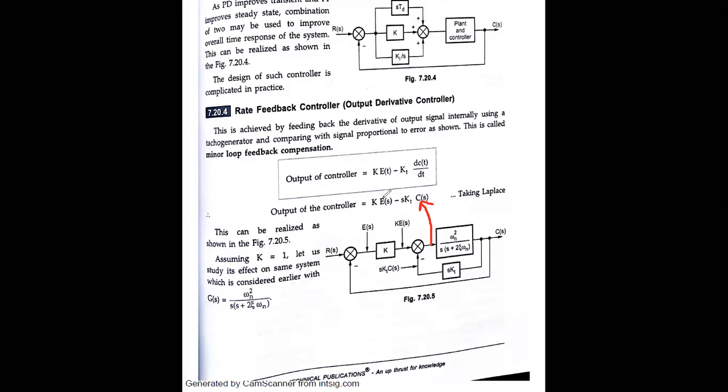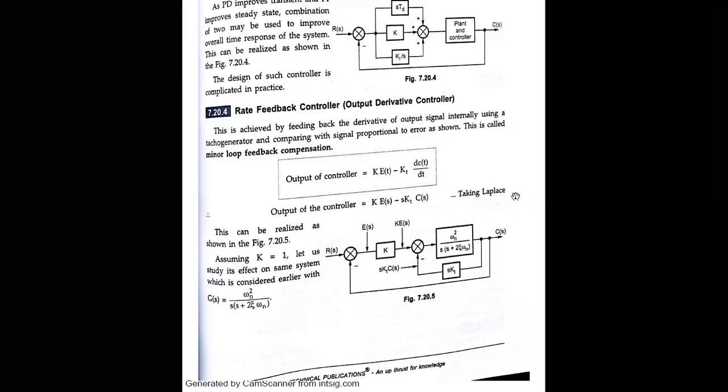Okay, so that is K into Es minus S into Kt into C of S. So this is the output of the controller. And what about this? This is nothing but my transfer function G of S here. In this way we go for finding the output of the controller.